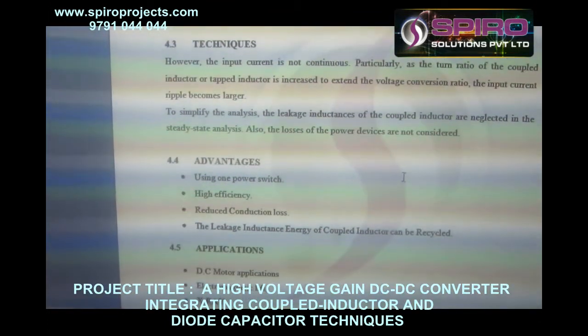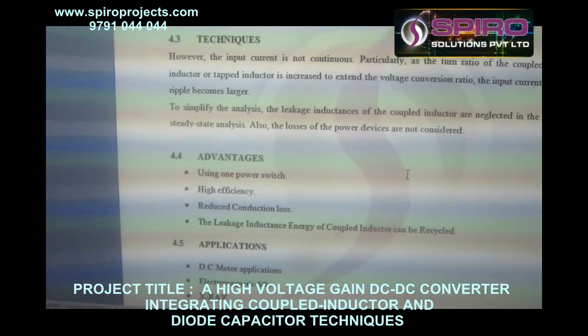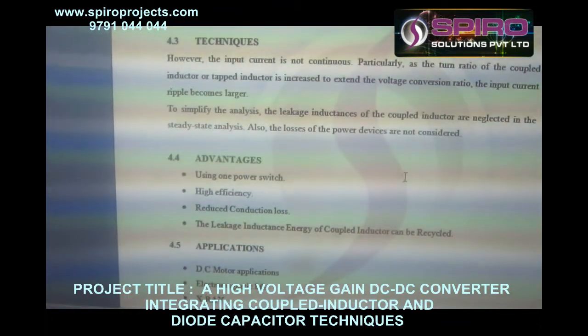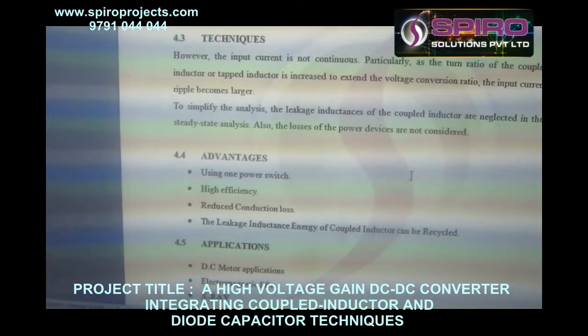The advantages of the proposed system: it uses one power switch, higher efficiency, and reduced conduction losses. The leakage inductance energy of the coupled inductor can be recycled.